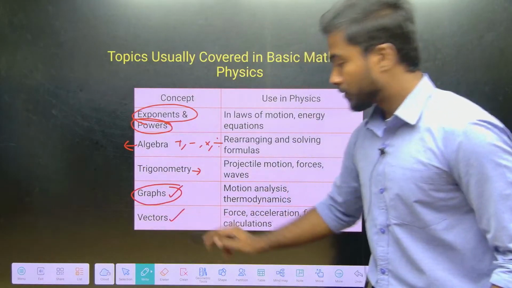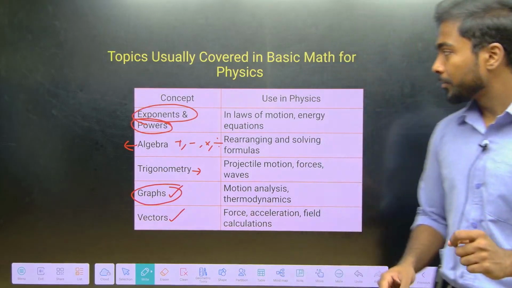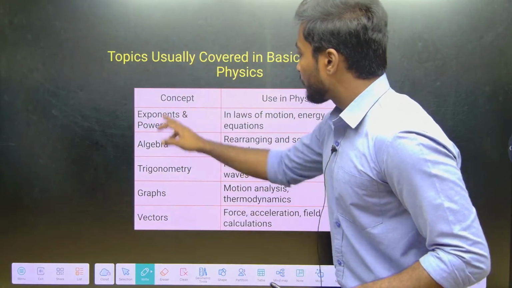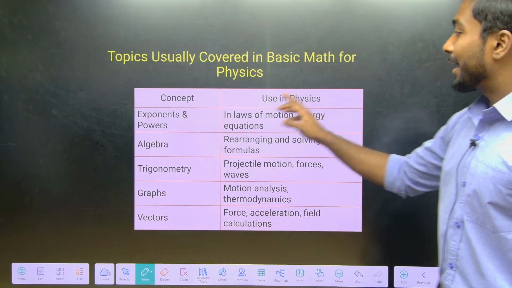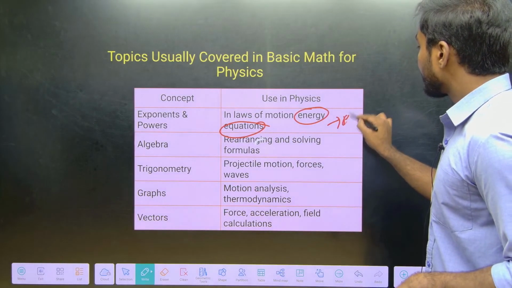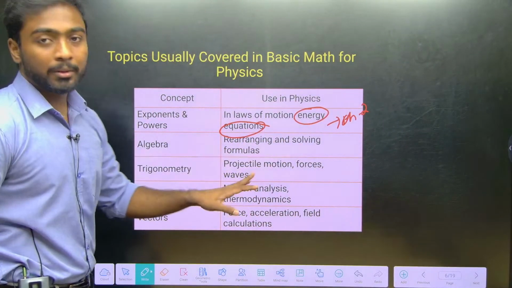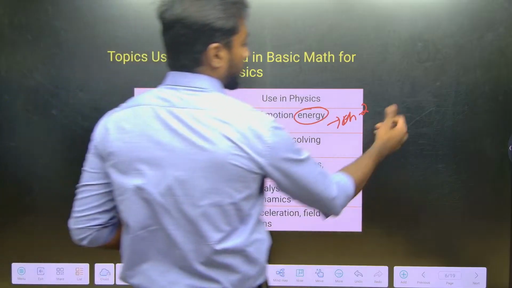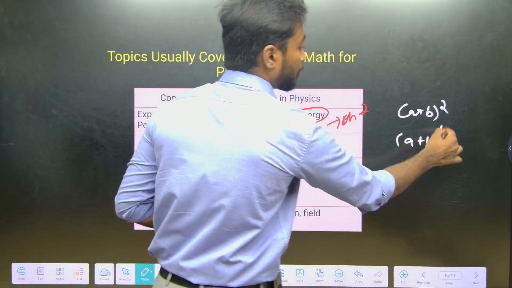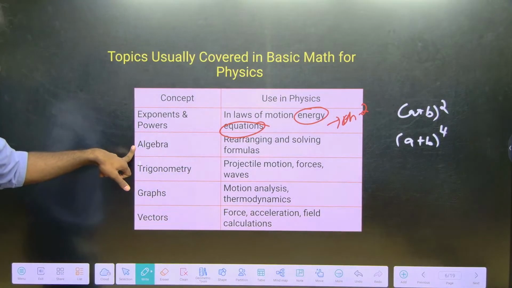Then vectors. You would have studied the basic terms: what is the meaning of vector, what is the meaning of scalar. So where are we using these concepts? Exponents and powers we use in laws of motion and the energy equations, meaning the kinematic equations, chapter 2. Then algebra, like rearranging and solving formulas, such as (a+b) whole square or (a+b) whole power 4: how to rearrange and expand that, we will see in algebra.